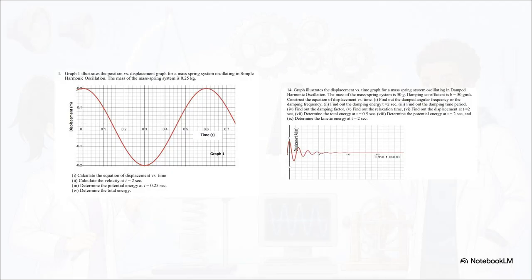Okay, putting them side by side like this. Wow, it really makes the difference obvious. On the left, you've got that perfect, ideal world of SHM. It's constant, it's clean, it never ends. And on the right, you've got the real world of DHM. It's a story of decay, of energy slowly bleeding away.